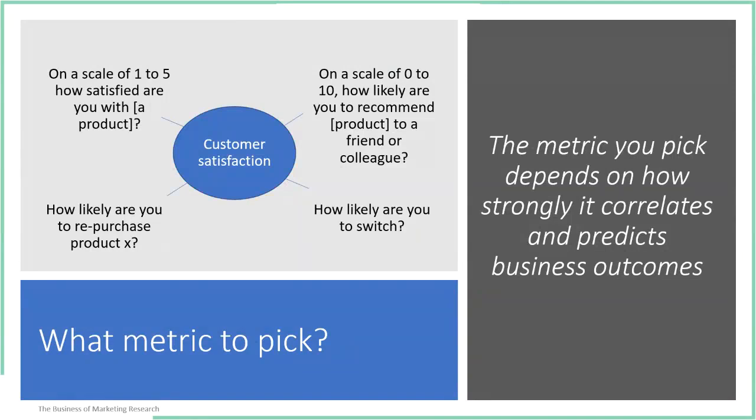Or how likely to repurchase the product, or how likely to switch. And so the metric you pick, and we'll talk about this in the book at length, really depends on how strongly it correlates with the particular business outcomes. And so some metrics may work out well, other metrics may not be as strongly correlated with some of the business outcomes that ultimately matter, whether it's revenue or profit.